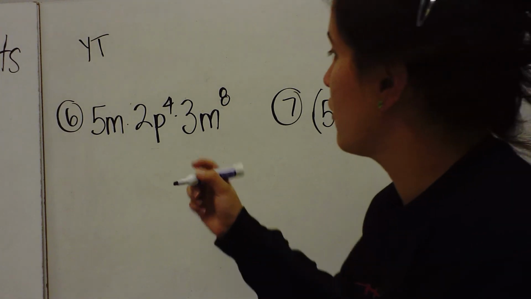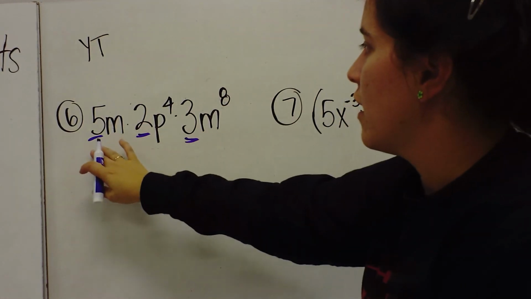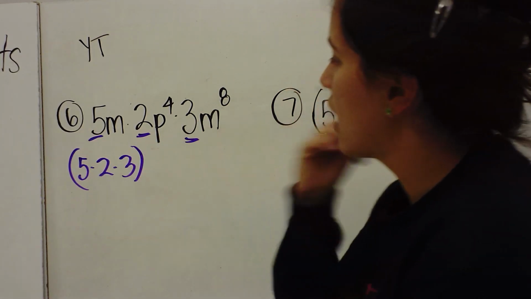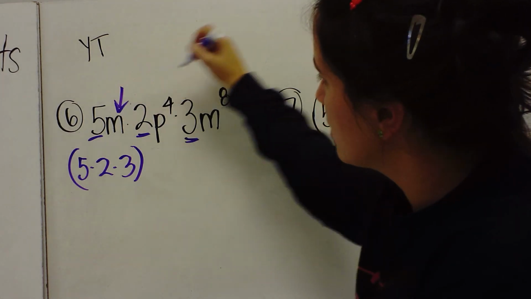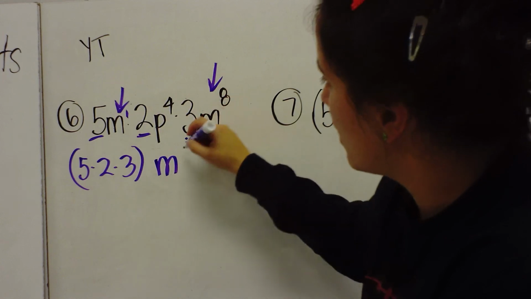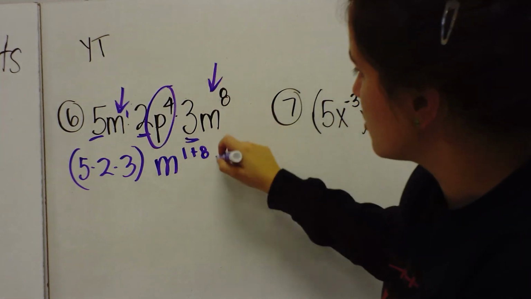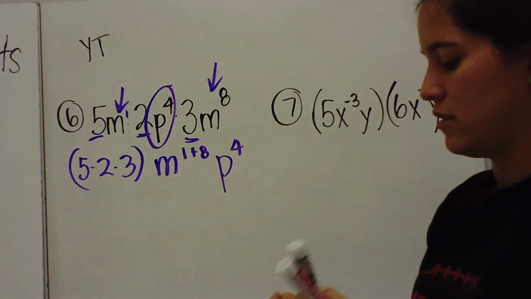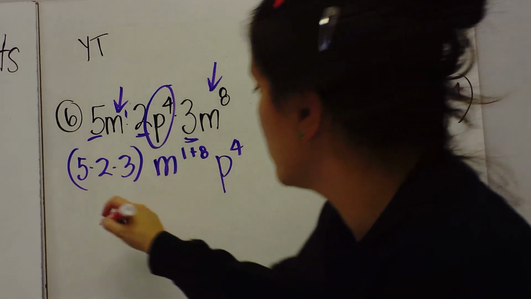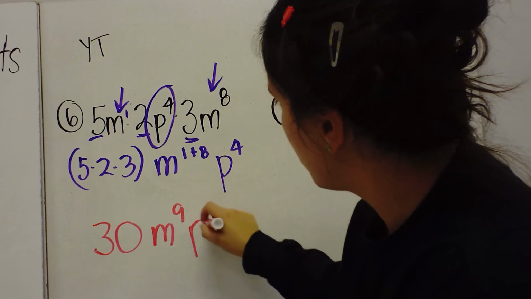Alright, so on number 6, the first thing we do is we multiply 5, 2, and 3. 5 times 2 times 3. And then we're going to look at our m's. And remember, that's a 1. So we have m to the 1 plus 8. And then we have our p, which is just by itself. So now I multiply. 5 times 2 is 10. 10 times 3 is 30. M to the 9. And p to the 4.